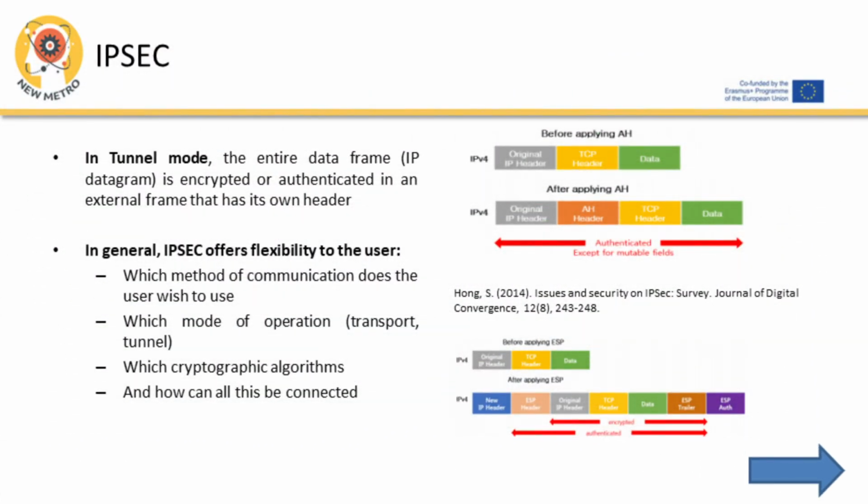In tunnel mode, the entire data frame, the IP datagram, is encrypted or authenticated into an external frame that has its own header. In general, IPsec offers flexibility to the user. Which communication method does the user want? Which operation mode, transport or tunnel? Which cryptographic algorithms? And how can all these be connected?